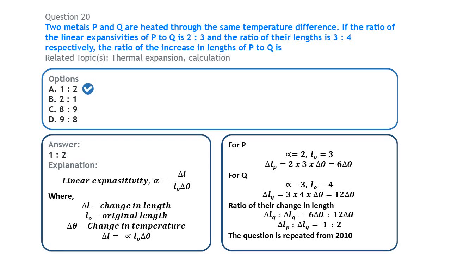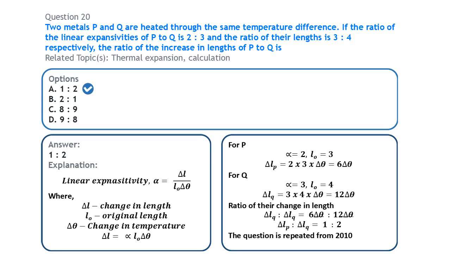We are going to have 6 delta theta for this one here. Okay, the change in length for Q is going to be the linear expansivity of Q times the original length of Q. That will be 3 here times 4, and that is 12 delta theta. So the ratio of the change in length of Q now to the change in length of P is now going to be 6 delta theta ratio 12 delta theta.